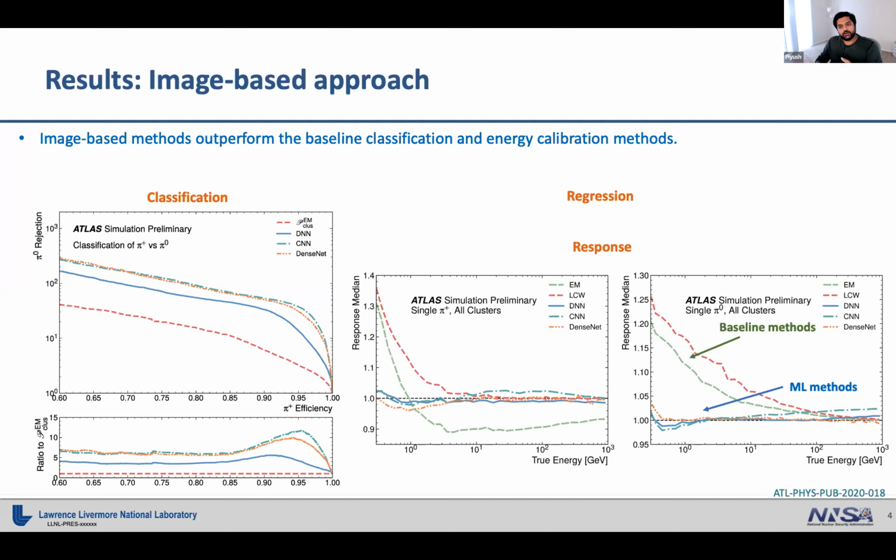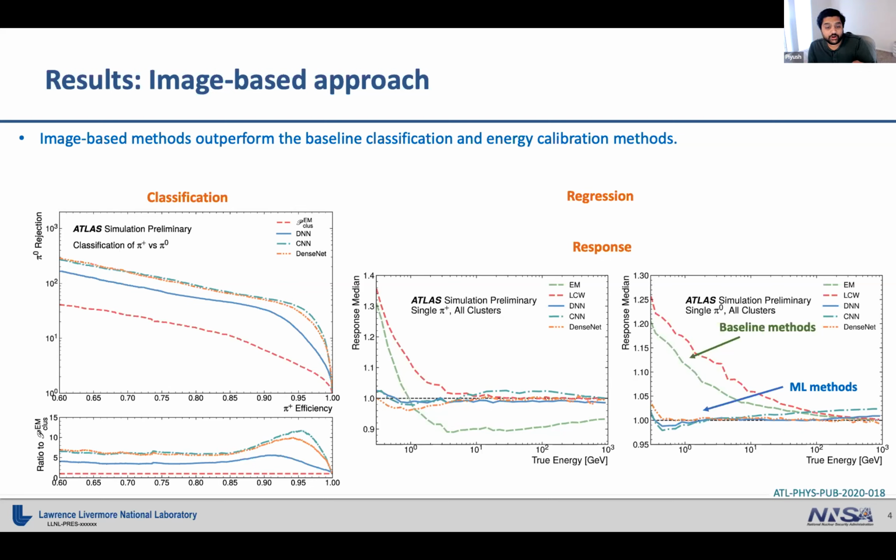And then the second part of the task was to do regression. So we used two different models. One model was doing the classification task, and then based on the output of the classification model, we used another model, which was trained on the regression task, to predict the energy that was deposited in the cluster.